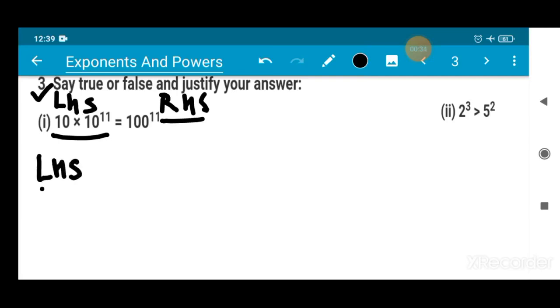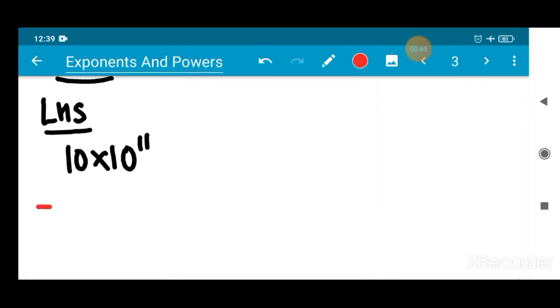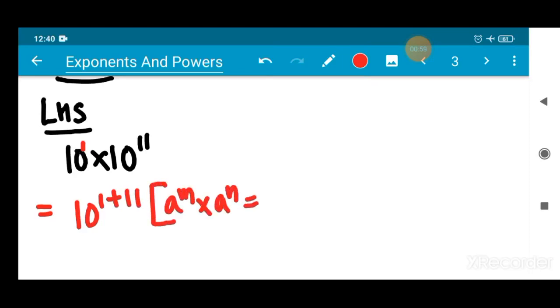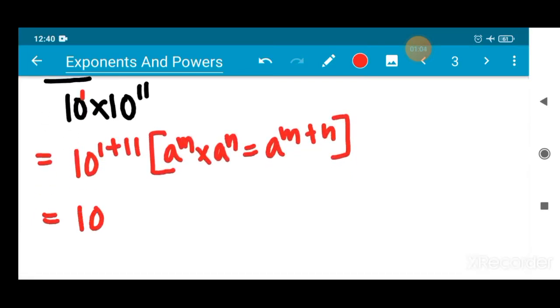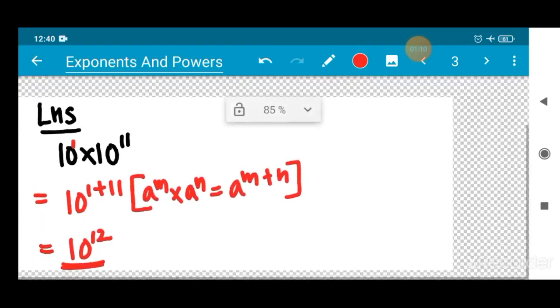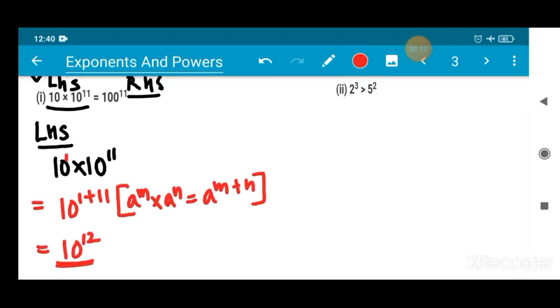Let us solve its LHS first. So RHS is what we have to get, that is 100 to the power 11. So 10 into 10 to the power 11. You have got the same base. You have to use the rule of law of indices or laws of exponent. 10 to the power, this is 10 to the power 1. So I can write 1 plus 11. What is the rule? The rule is a to the power m into a to the power n is equal to a to the power m plus n, right? Now 10 to the power 1 plus 11 can be written as 12. So what did we get in LHS? In LHS we got 10 to the power 12. And what is RHS? What is RHS?